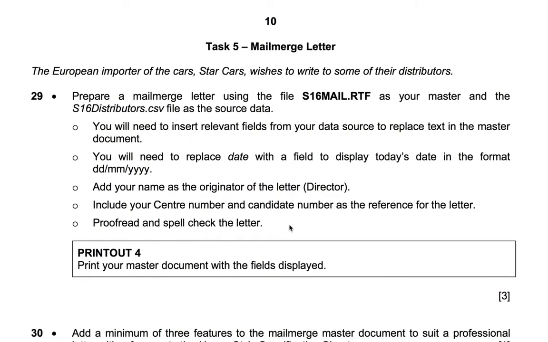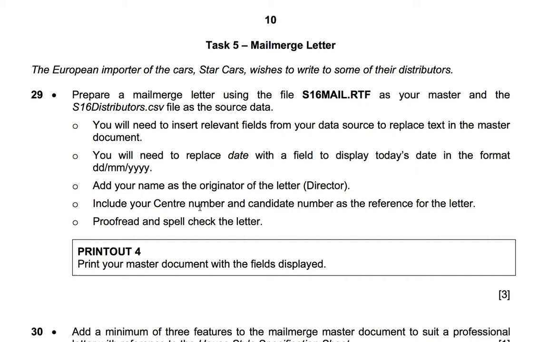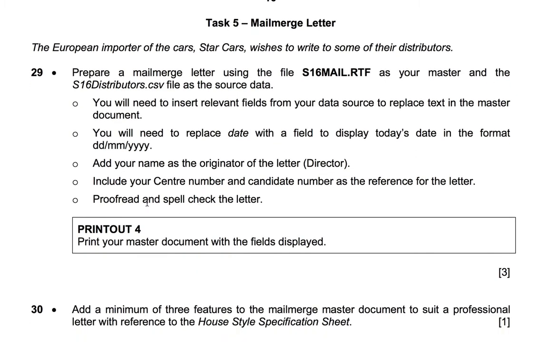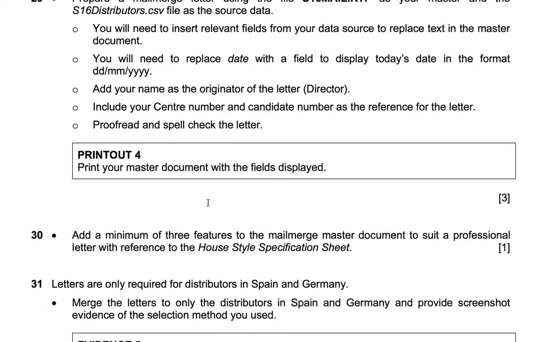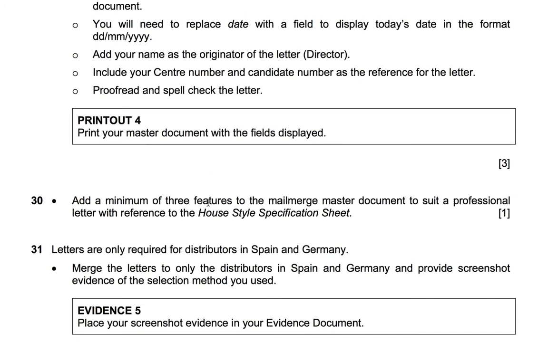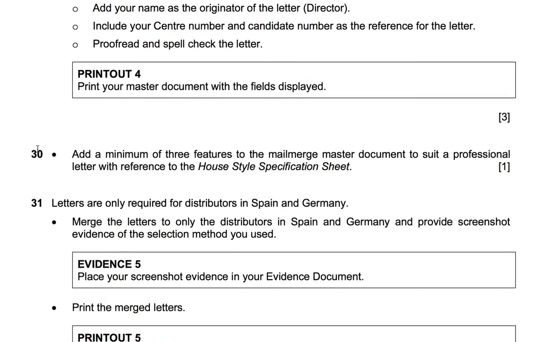So we then go back to the exam question. So once again, we've inserted the relevant fields, we've set the date in this format, we've added our names, we've added our center number and candidate number, and we've also proofread and spell checked the letter. So I think so far so good. Next question, question 30. Add a minimum of 3 features to the mail merge master document to suit a professional letter with reference to the house style specification sheet.